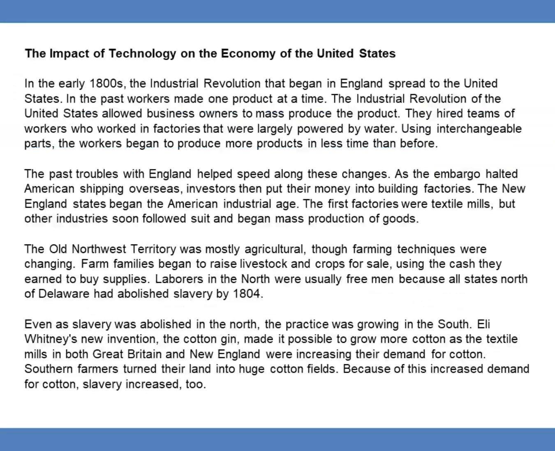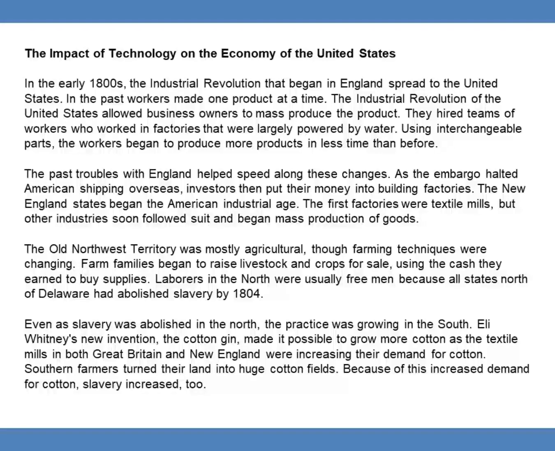The impact of technology on the economy of the United States. In the early 1800s, the Industrial Revolution that began in England spread to the United States. In the past, workers made one product at a time. The Industrial Revolution of the United States allowed business owners to mass produce the product. They hired teams of workers who worked in factories that were largely powered by water. Using interchangeable parts, the workers began to produce more products in less time than before.